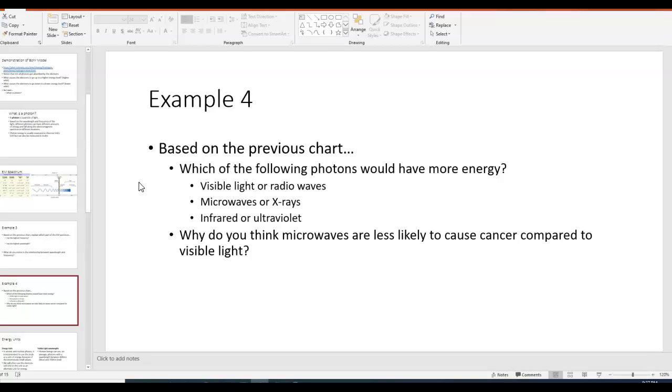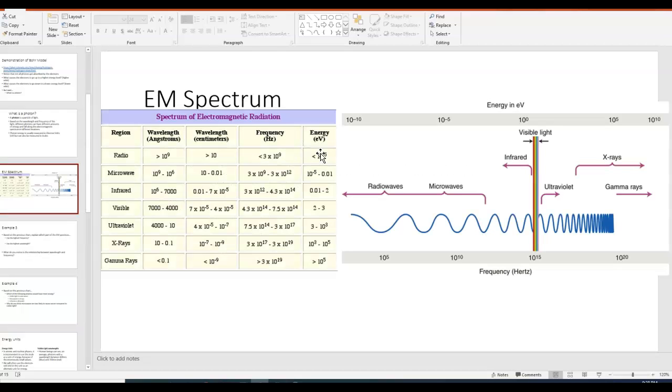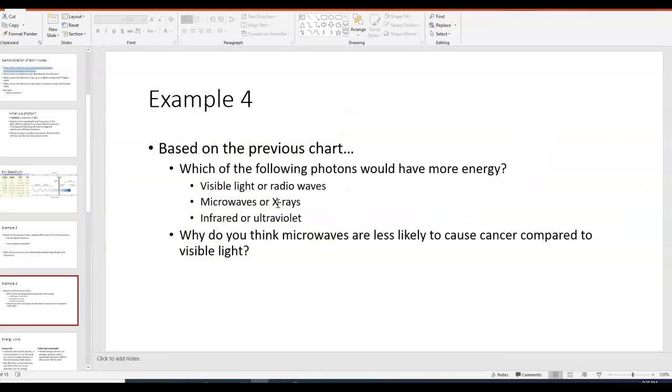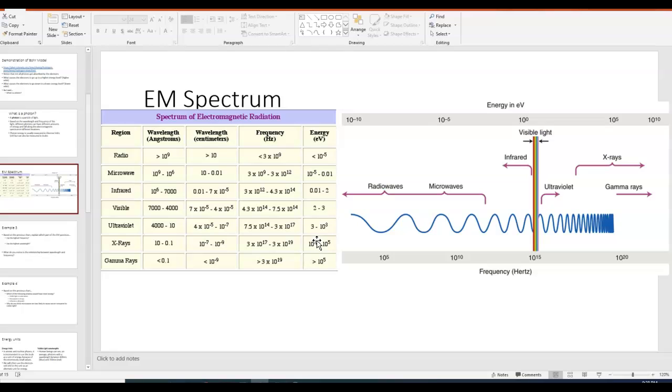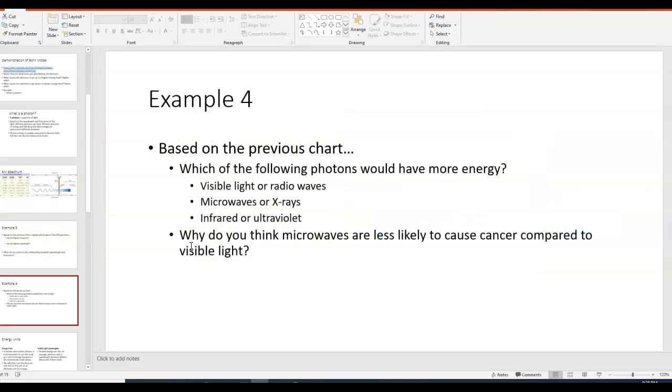Example 4, based on the previous chart, which of the following photons would have more energy? Visible light or radio waves? Well, if this is from lowest energy to highest energy, visible light has more energy than radio waves because it's lower on the chart. Microwaves or X-rays? X-rays have way, way, way more energy than microwaves. Not even close. By the way, that's why when you go to the dentist, you have to put that lead vest over you to protect you from the X-rays, because X-ray photons have so much energy, those can give you cancer. Those are actually dangerous to you.